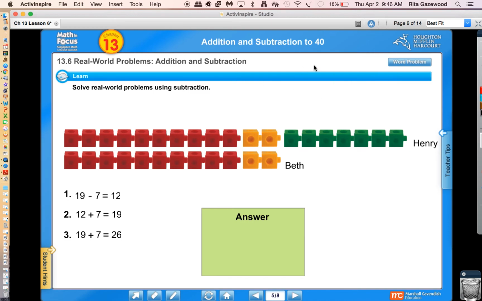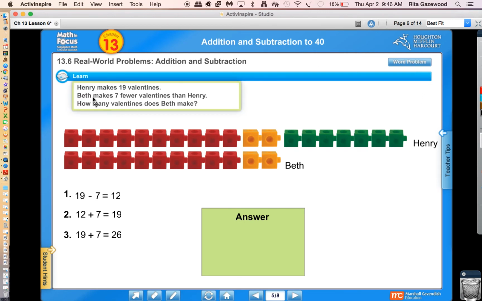So now that we've been working with problems that compare, we're going to see if we can find the equation that goes with this next problem. So let's find the problem. Henry makes 19 valentines. Beth makes 7 fewer valentines than Henry. That means she makes 7 less than he did. How many valentines does Beth make?